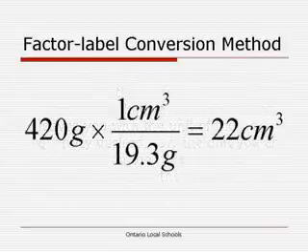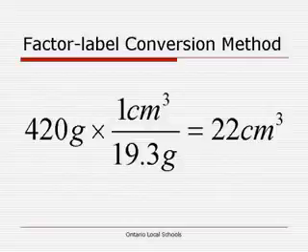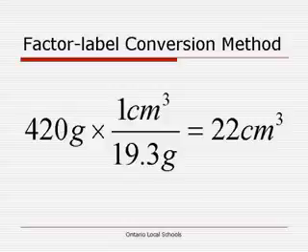So here we have our factor label conversion method problem solved. We start with our known quantity of 420 grams. We multiply it by the conversion factor that will put volume on top, 1 cubic centimeter, divided by the unit that we're coming from, which is the 19.3 grams. The grams cancel. We're left with cubic centimeters, which is a volume measurement. So we know that we set this up correctly.